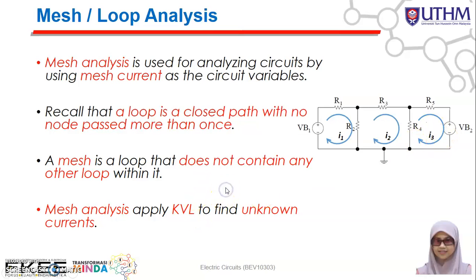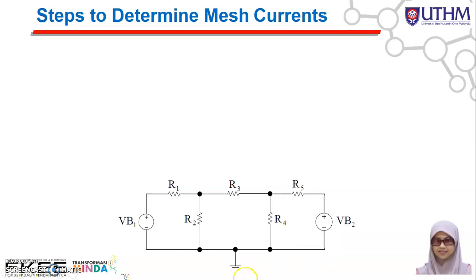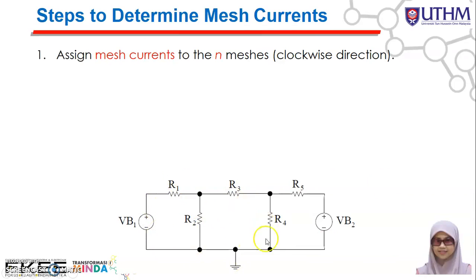So what are the step-by-step instructions on how to determine the mesh currents, how to determine I1, I2, and I3? Let's say here is your given circuit. You need to apply I1 here, I2 here, and I3 here. The first step is to assign a mesh current to each of the n meshes using the clockwise direction. How many mesh currents we have depends on the number of meshes. Here you have one mesh, two meshes, and three meshes, so that's why you have I1, I2, and I3. The total number of mesh currents depends on the total number of meshes.